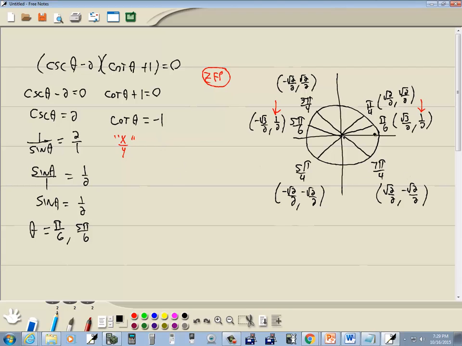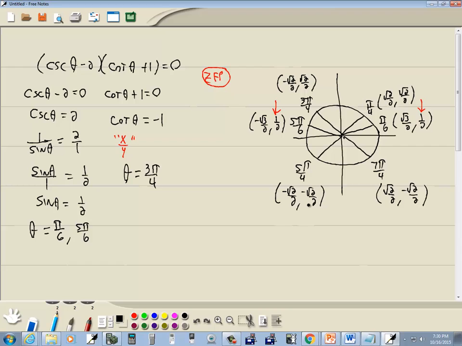X over y. Well, if I go to pi over 4 here, x over y, I'd have square root of 2 over 2 over square root of 2 over 2, which would give us a positive 1. So that doesn't work. Now 3 pi over 4, x over y, so I'd have negative square root of 2 over 2 over positive square root of 2 over 2, which would give us negative 1. So theta is equal to 3 pi over 4.